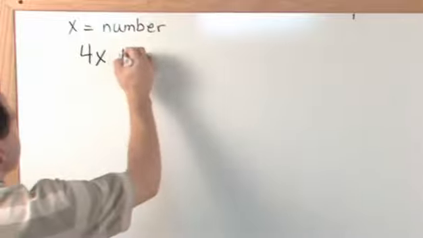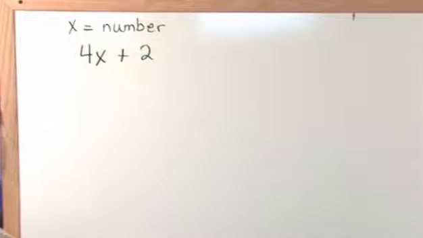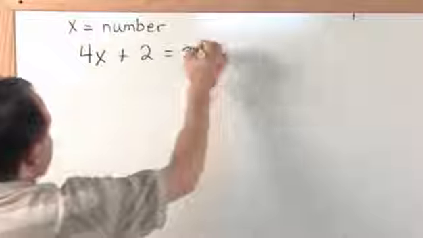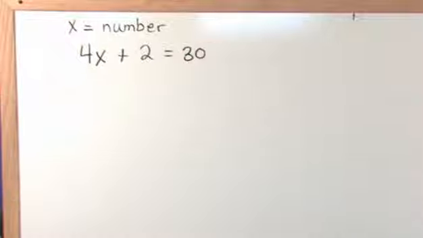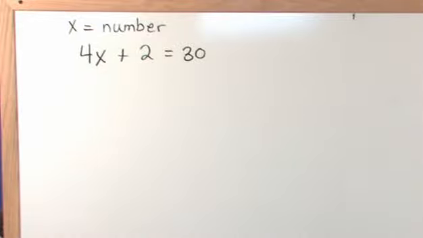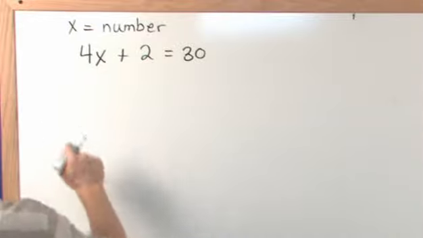Increased by 2 means I'm going to add 2 to it. It's got to be equal to 30. Okay, congratulations. You've just translated your first word problem into an equation. 4 times the number increased by 2 is equal to 30. And now all we have to do is solve for our unknown.